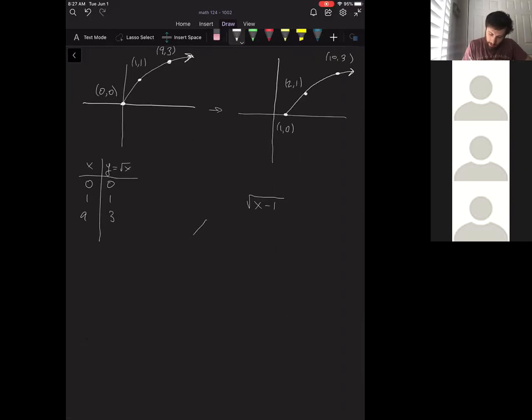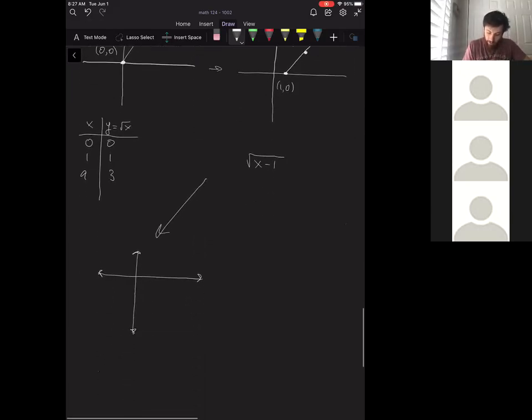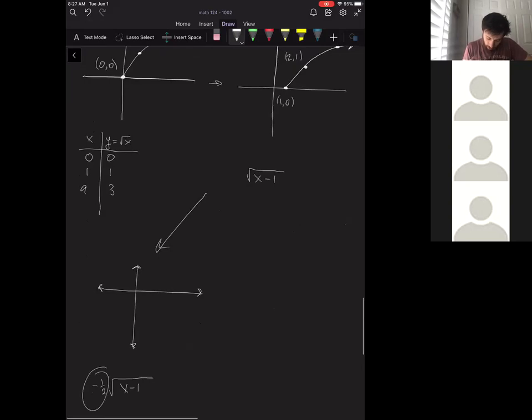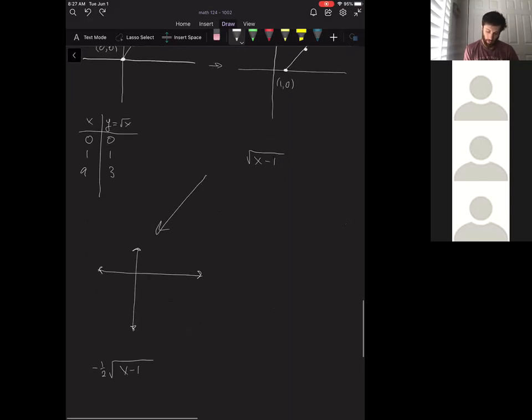Now on to the last one. We are now doing the -1/2 x minus 1. Okay, so this -1/2, we're multiplying it on the outside of the x values, which means we take our y value and we multiply it by that number. So we take all of our old y values and we multiply it by -1/2.